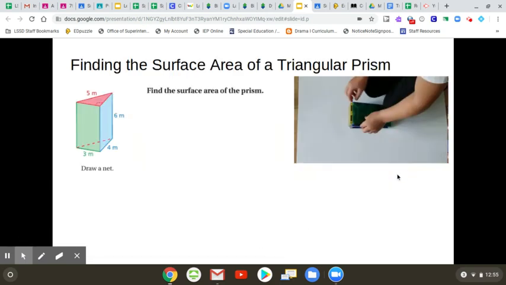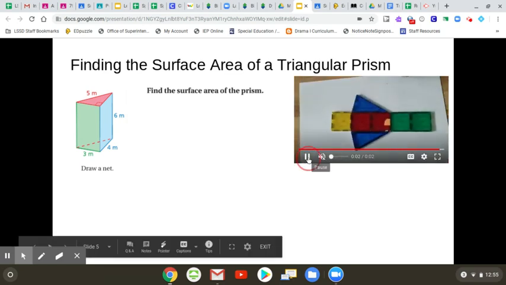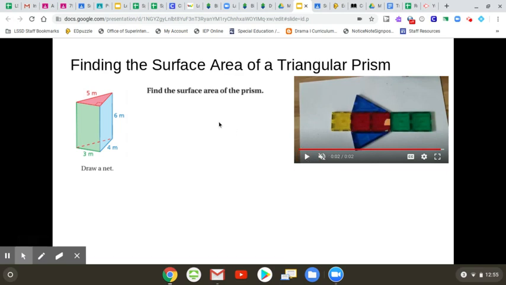We are going to now try out finding the surface area of a triangular prism. So let's see what that would look like. Cool. So we're going to draw a net. The net should look like this.